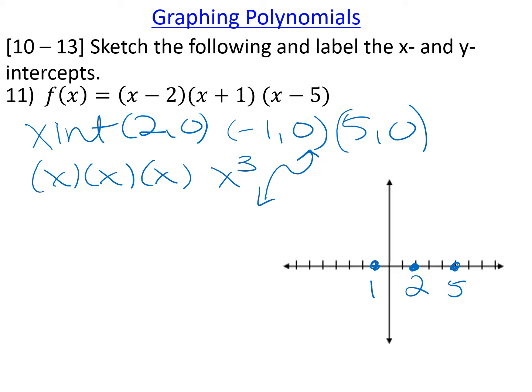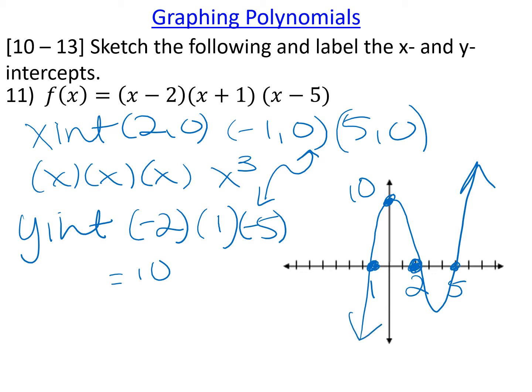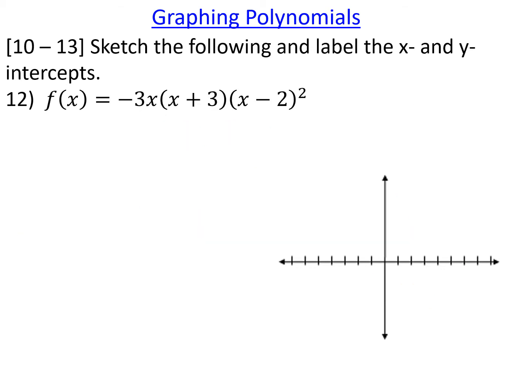My y-intercept here, I need to do that first. That's -2 times 1 times -5, giving me 10. Okay, I'm going to start here, down low, through, make that one a bit bigger. And I'm done. Excellent. Okay, next one.